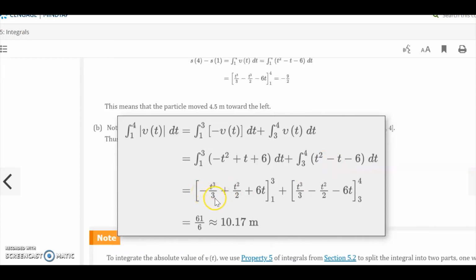And then they evaluate. So t cubed over 3 with that minus sign plus t squared over 2 plus 6t. And they plug in values from 1 to 3. So they plug in a 3 everywhere. And then they subtract, plugging in a 1 everywhere. Over here, they plug in a 4 everywhere, and they subtract, plugging in a 3 everywhere. And that's how they get their final answer of 61 over 6.